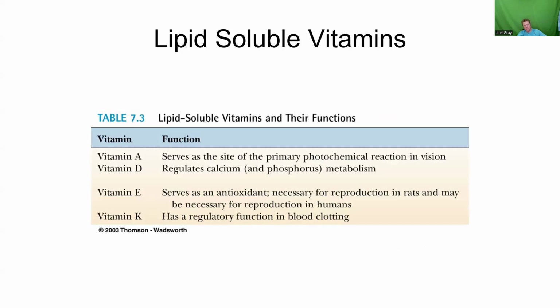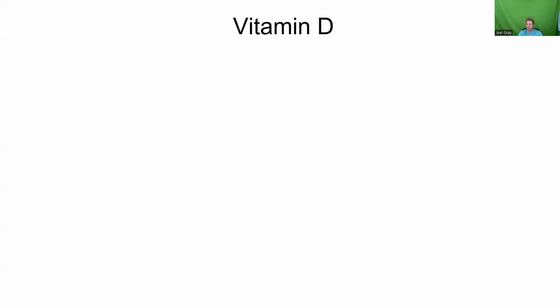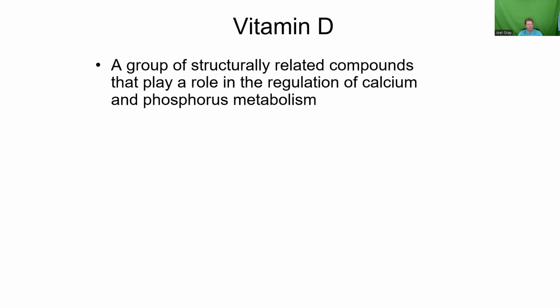Vitamin A serves as the site of the primary photochemical reaction in vision. So vitamin A is good for your eyes. Vitamin D regulates calcium and phosphorus metabolism. Vitamin E serves as an antioxidant. It may be necessary for reproduction in humans. And then vitamin K has a regulatory function in blood clotting. The one that we're going to focus in on is vitamin D.